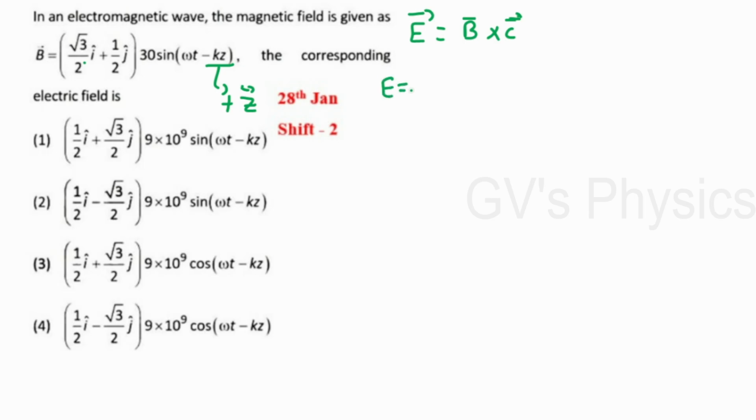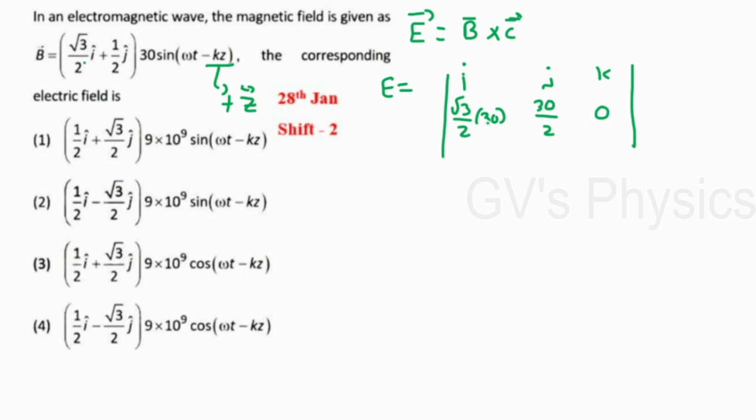So E is equal to, we can take it as i, j, k. Okay, so the magnetic field 30 is common. If you want, we can take it inside. So in the x-axis we have root 3 by 2, so we can substitute root 3 by 2 into 30. Again, in the place of j we have 1 by 2. So 30 is common, we can take it inside, so you can write it as 30 by 2. In the k vector you don't have anything, so we'll substitute 0.